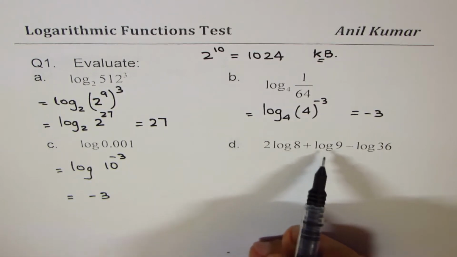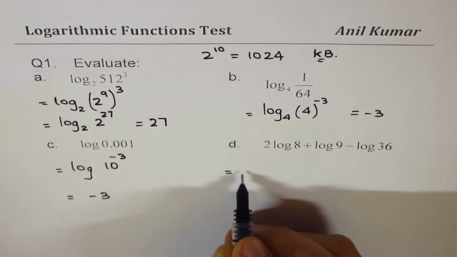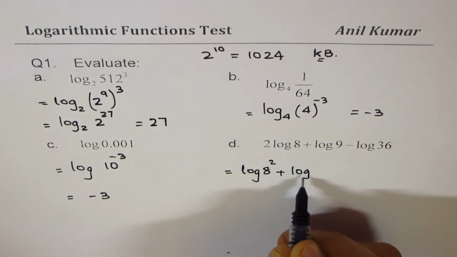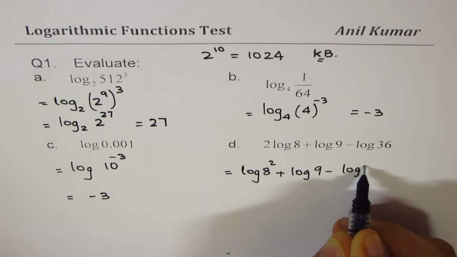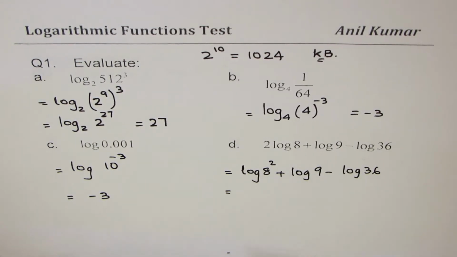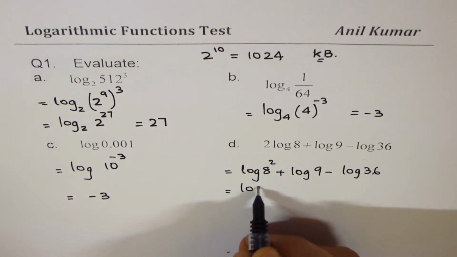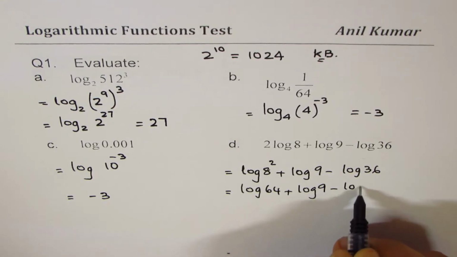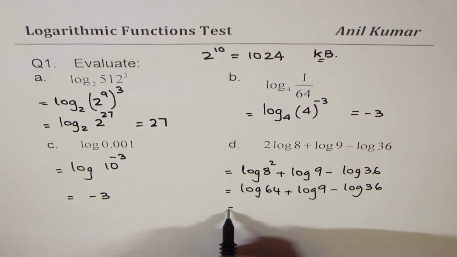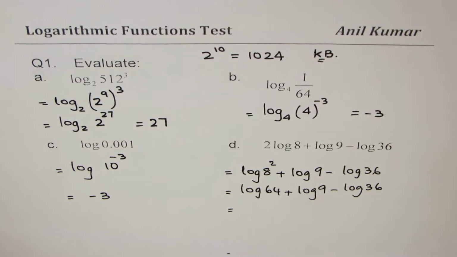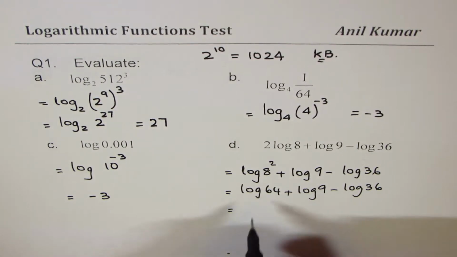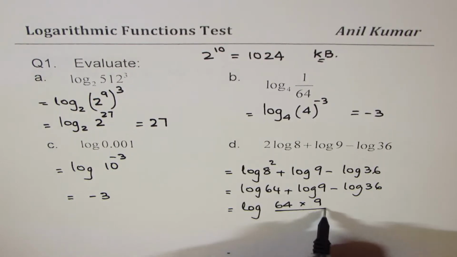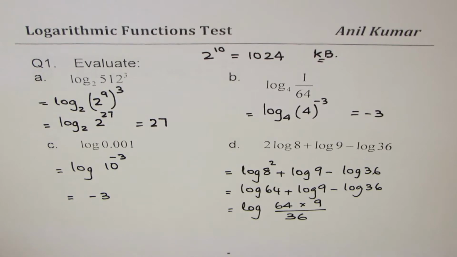Here, we can first apply the power rule, rewrite the expression as log 8 squared plus log 9 minus log of 36. 8 squared is 64, so we get log of 64 plus log of 9 minus log of 36. And then we can use the laws of logarithms. Whenever it is plus, it gets multiplied. So you get log of 64 times 9 divided by 36, correct?